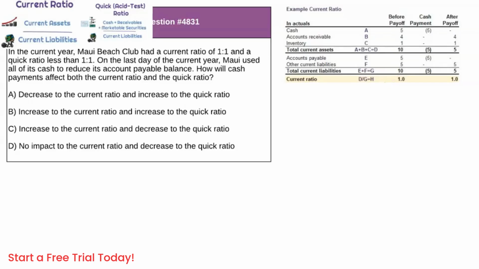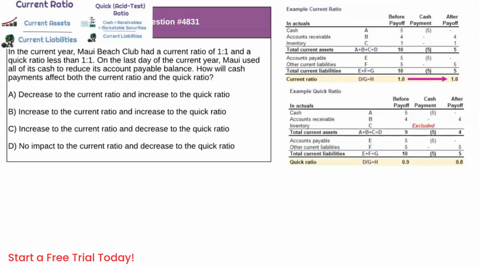Now the next step is to apply the cash payment, right? So we subtract out 5 of cash and 5 of accounts payable because it says it used all of its cash to reduce its accounts payable balance. So after payoff, right, we're left with 4 for accounts receivable, 1 for inventory. That's 5, right? Same thing on the current liability side, right? We just have other current liabilities of 5. So that gives us a current ratio of 1, meaning there's no impact to the current ratio.